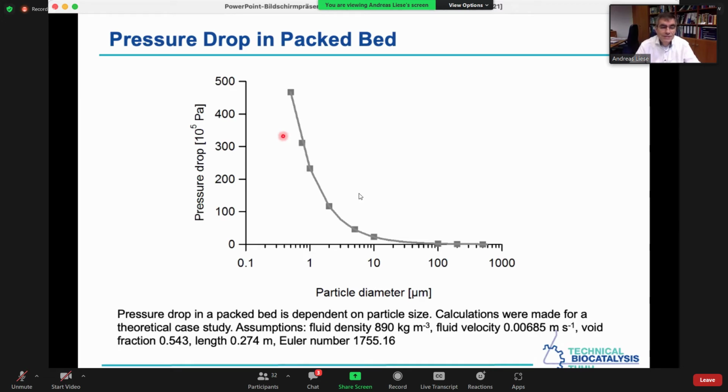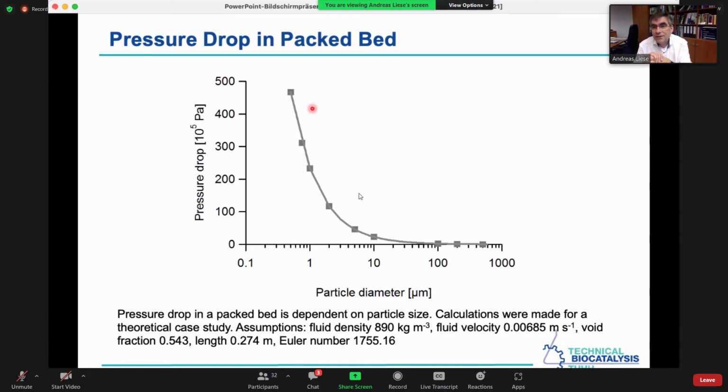Typical values you can see here. Here's the pressure drop in the packed bed, depending on particle size, and you can see the smaller the particle, the higher the pressure drop over the height of this packed bed. Now, one point is, the smaller the particles, the higher the surface, the more enzyme we can mobilize and bring into the reactor. On the other hand, the smaller the particles, the higher the pressure difference between inlet and outlet, the pressure drop in the resulting packed bed reactor.